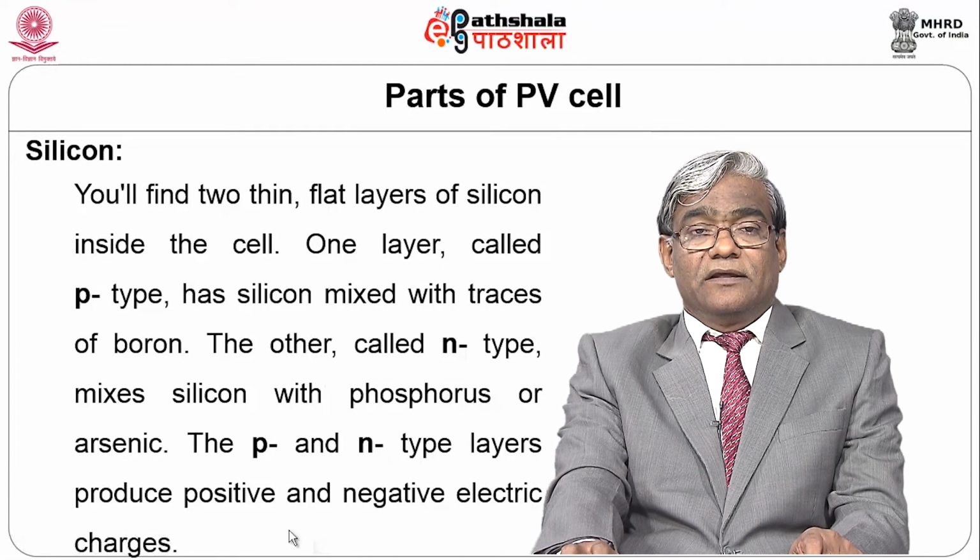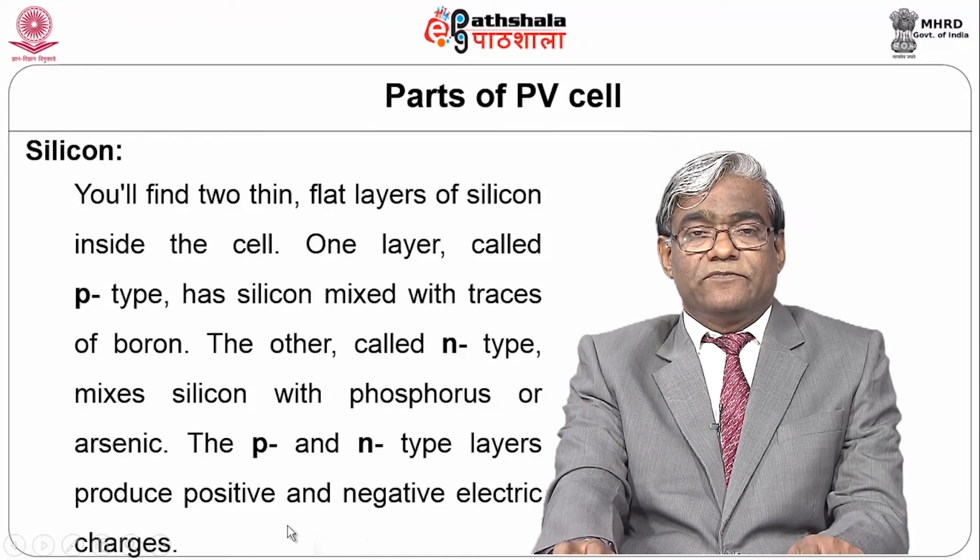About the silicon, you will find two thin flat layers of silicon inside the cell. One layer is called P type. It has silicon mixed with traces of boron. The other, called N type, mixes silicon with phosphorus or arsenic. The P and N type layers produce positive and negative electric charges.